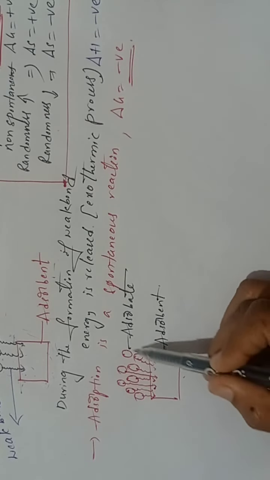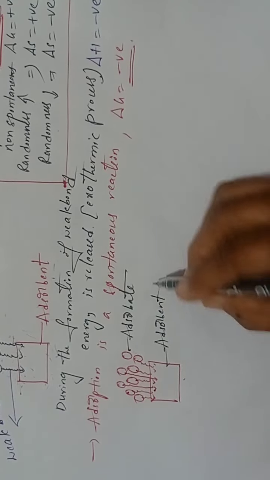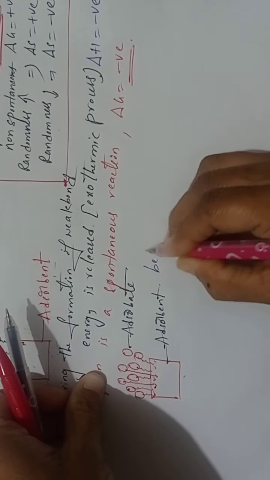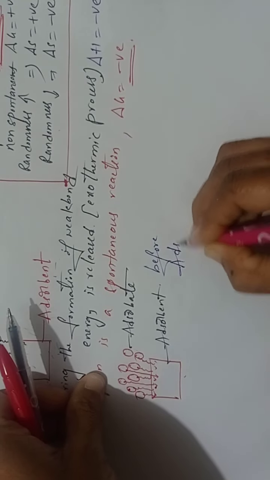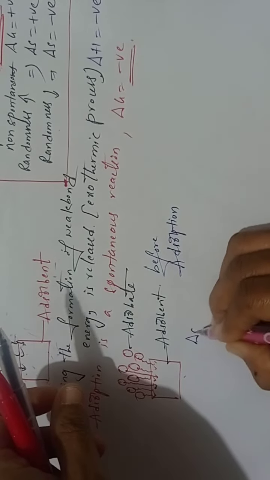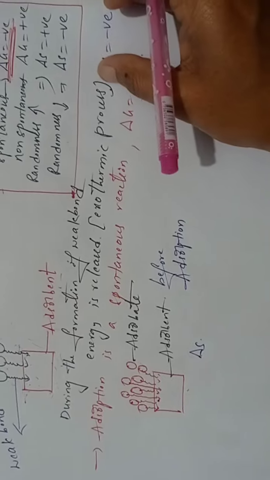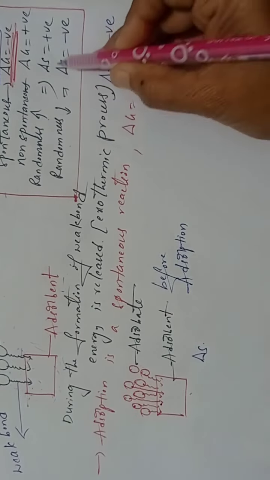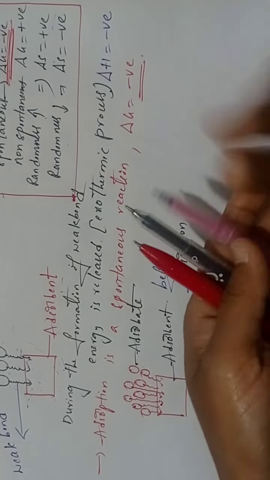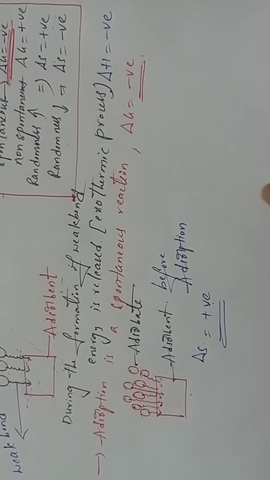Before adsorption, the adsorbate molecules are randomly present. Are they in order? No, randomly present. Are you following? Before adsorption, randomness is more. So what is the delta S value, students? Randomness is more, so delta S is positive. The change in entropy is positive before adsorption.